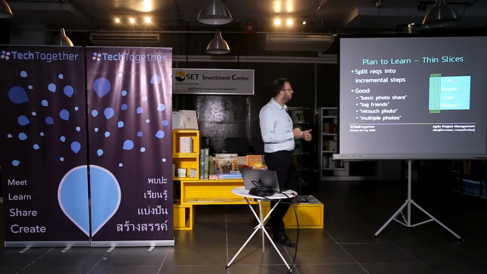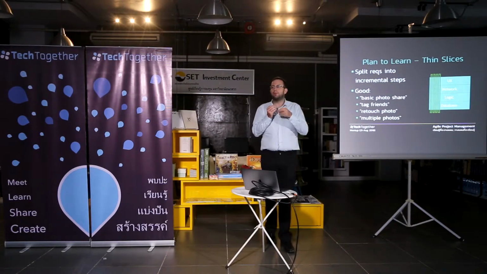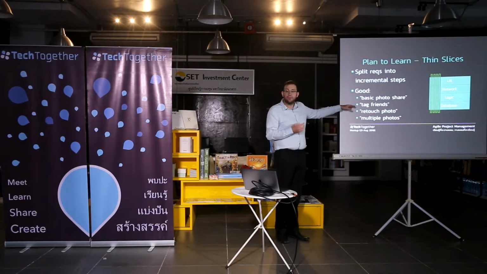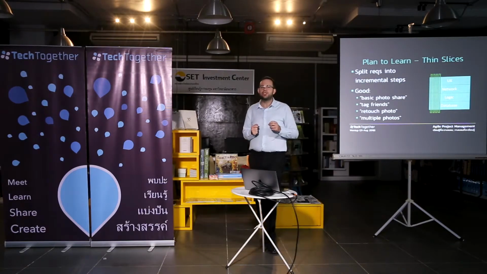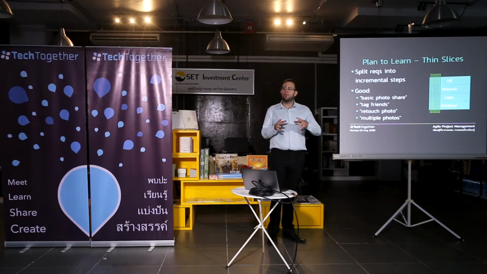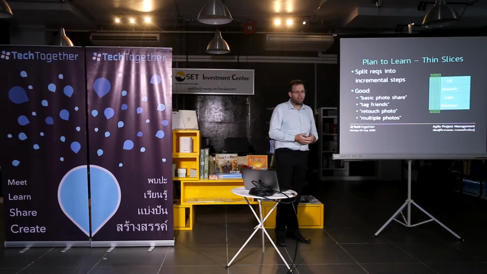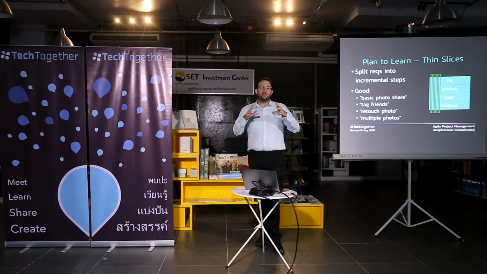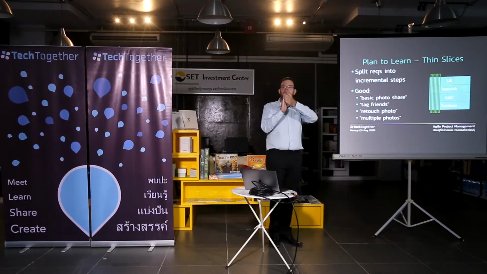So I might split my task up into a basic version that has the minimal features, and then perhaps a feature to tag friends, we'll add that in. Perhaps an editor to retouch the photos. Perhaps in the original version we could only upload one photo, now we can upload multiple photos. The idea is you take that big task, you cut it into as many pieces as you can, and you build them incrementally. That way, no matter when your deadline is, some of it is done, some of it's finished.